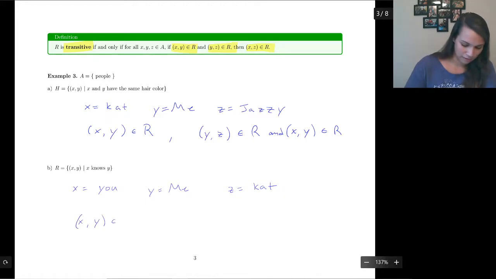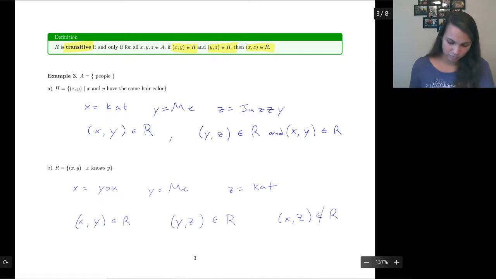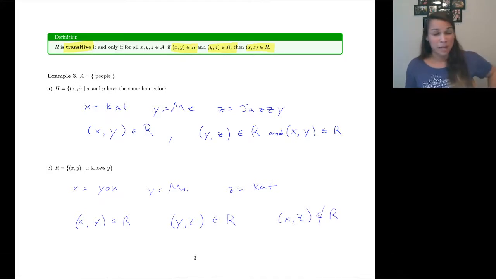if you knew Kat. So X and Y, we know each other. Y and Z, we know each other. However, you do not know Kat. Unless maybe you're in computer science. Maybe. But in general, you get the point. It's not a given. So this is not a transitive relation.